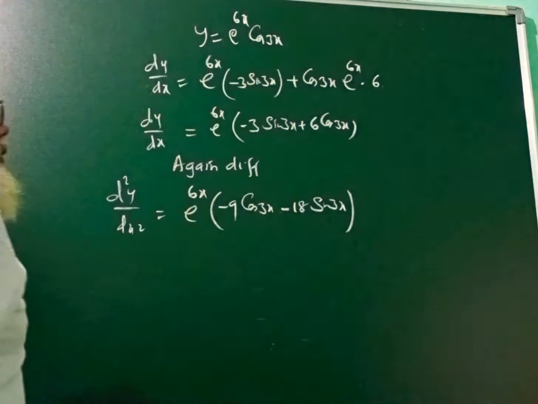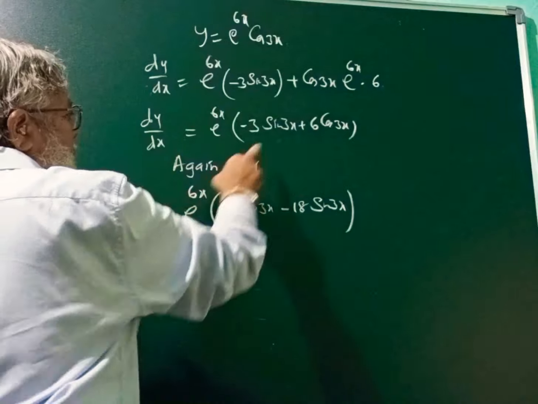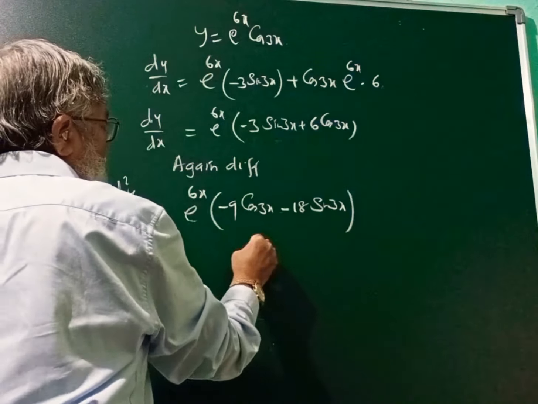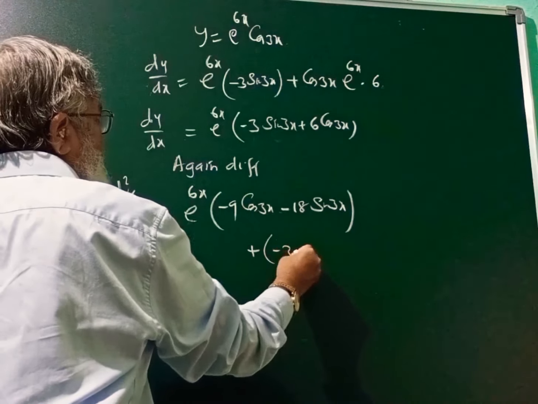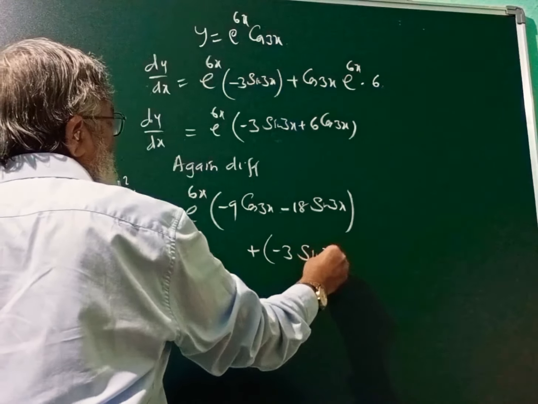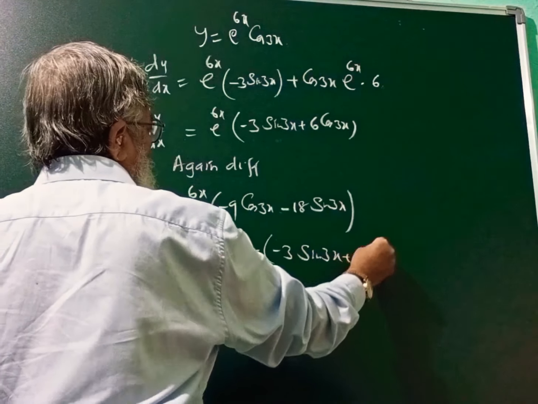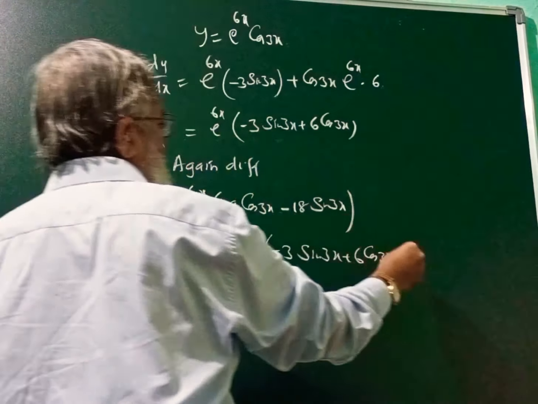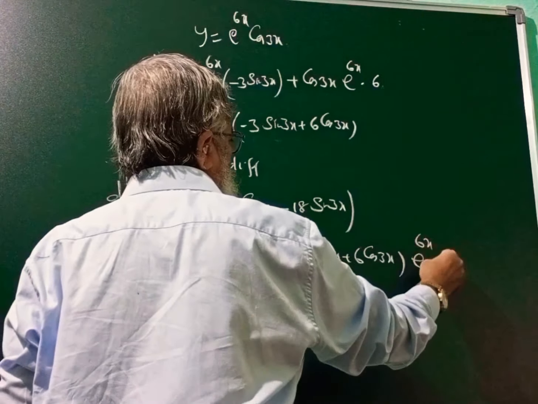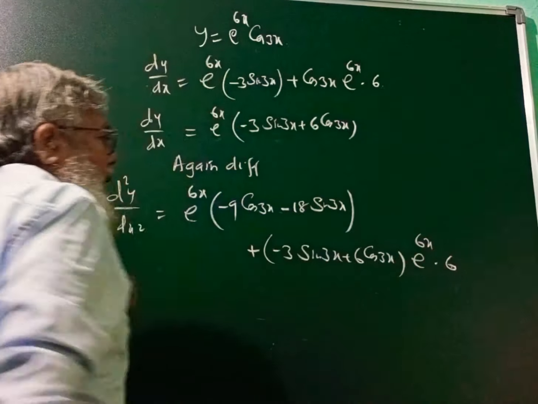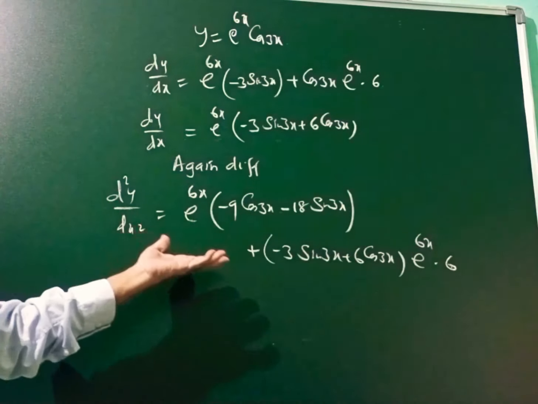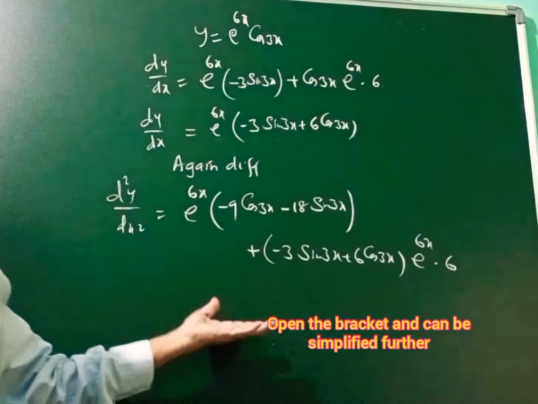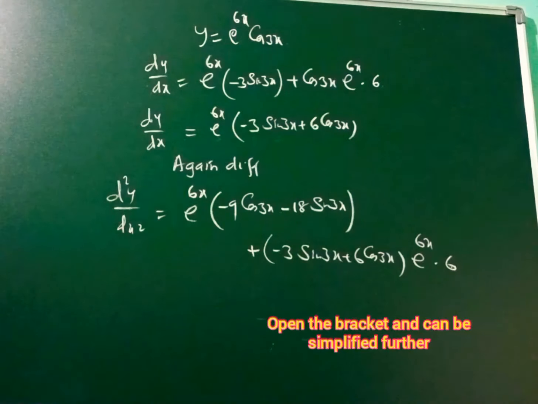This is first function as it is, differentiation of second, plus second function as it is, differentiation of first, e raised to 6x into again 6. Again you can open the bracket and simplify further. You can continue the same way.